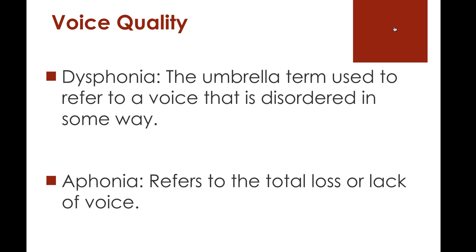So just some terms here. Dysphonia is the umbrella term used to refer to a voice that is disordered in some or any way. And then aphonia refers to the total loss or lack of voice. So remember, if that A is in front of it, aphonia is a lack of voice, aphasia is a lack of language. So aphonia is a complete loss or lack of voice, whereas dysphonia is just a voice that is disordered in some way.